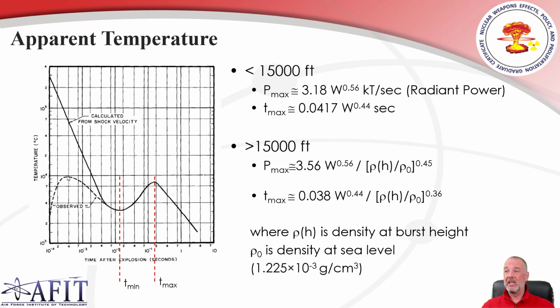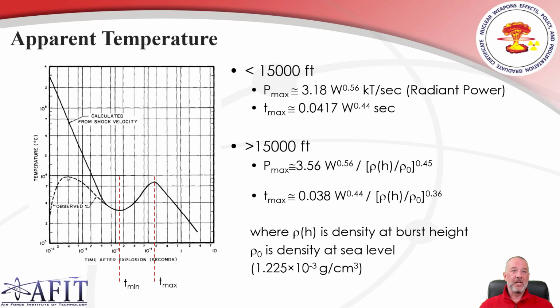And so we have the rho h, which is the density at whatever the height of burst was, and then we have rho 0 or rho naught, which is the density of air at sea level. So in order to account for the air density changes, we're going to take a ratio of those two things, and that's going to be a factor that we can use in this particular equation.